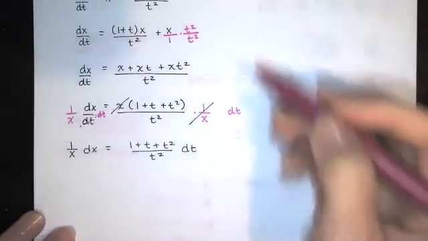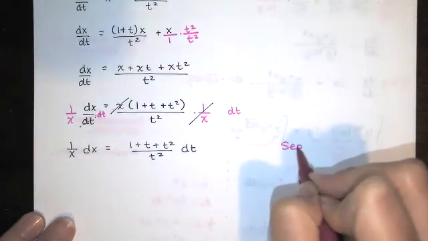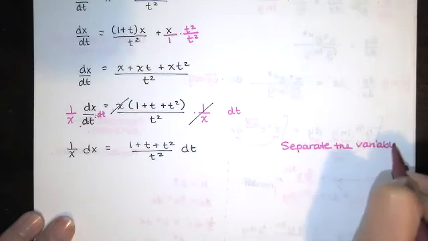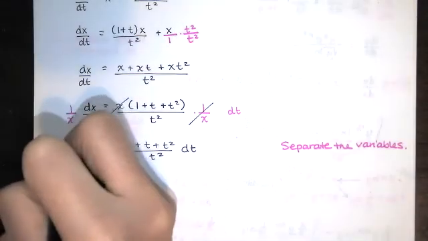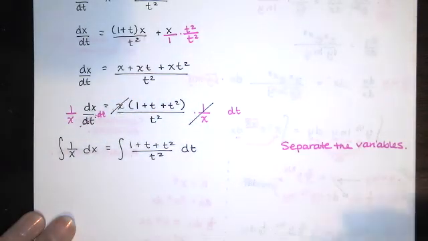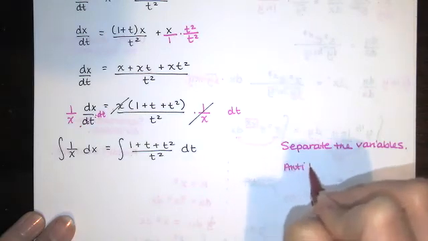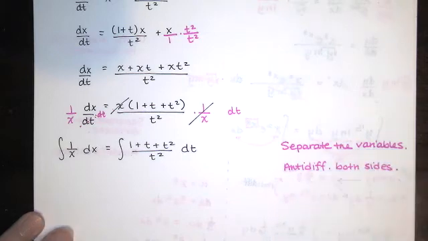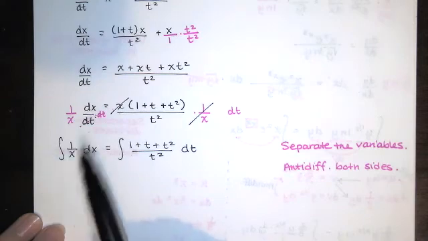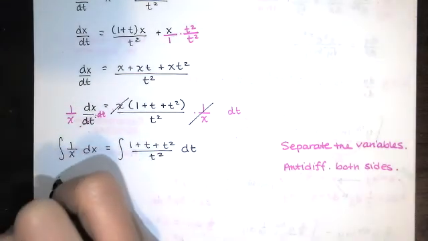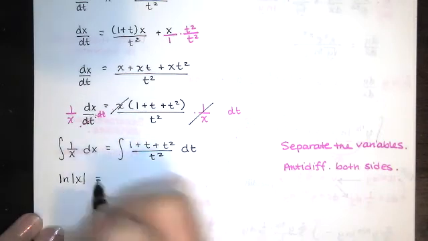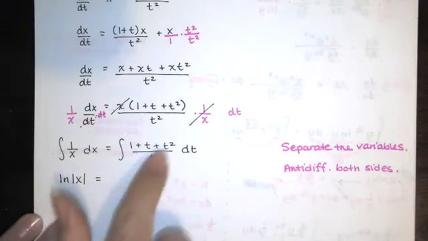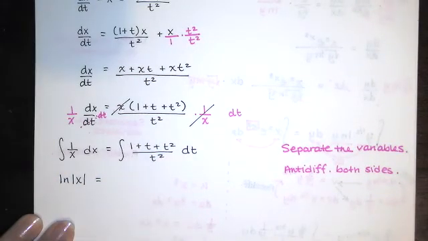Okay, so what did we do? The first thing we did was separate the variables. And now we anti-differentiate both sides with respect to whatever variable happens to be there. I do have a basic rule for this. The antiderivative of 1 over x is the natural log of the absolute value of x plus c, but I'm going to let the constant on this side absorb the constant from the other side. And then what about this one? Do we have a basic rule for that?